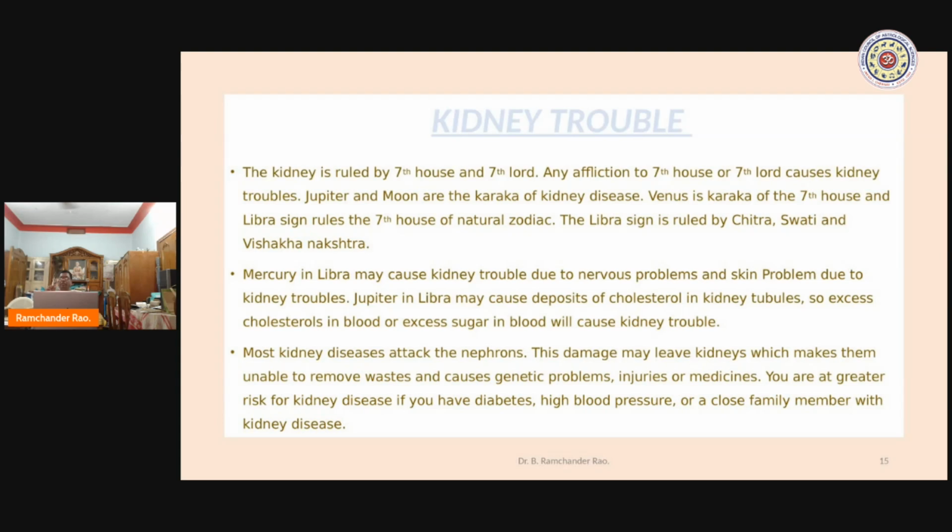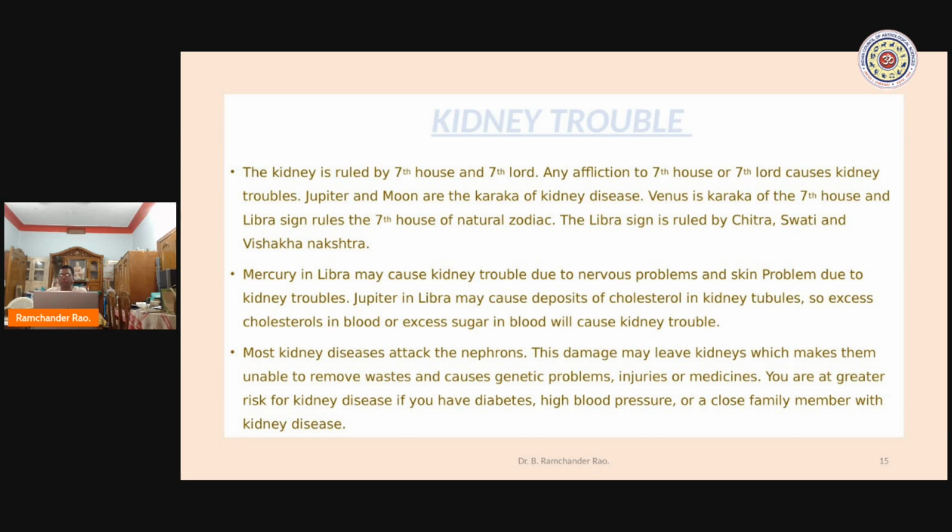So if excess cholesterol comes in the blood or excess sugar in the blood, it will cause kidney troubles. The chances of kidney troubles are very, very bright. Most kidney diseases attack the nephrons. The nephrons are what filter and send waste out, and that gets affected.